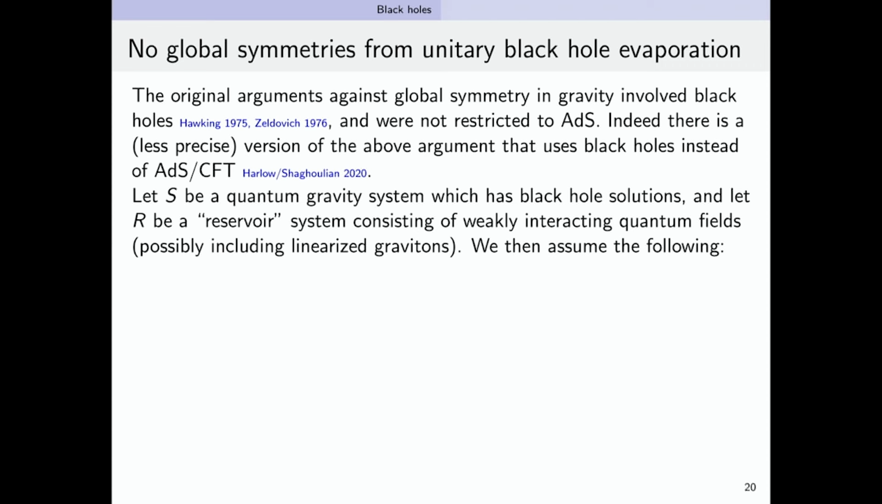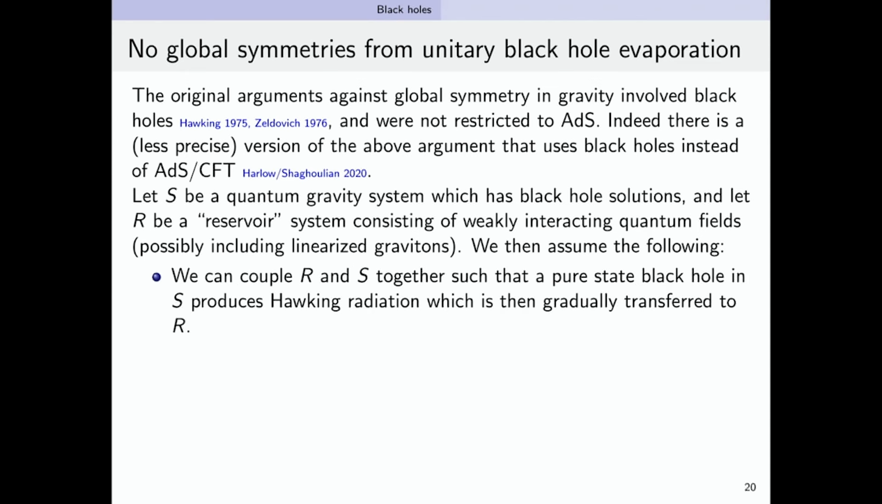Okay, so here, maybe it's a mistake to even try to present this axiomatically, but I'll try a little bit. Say you have some quantum gravity system S, which has black holes in it. And then you have some reservoir system R consisting of weakly interacting quantum fields, possibly linearized gravitons, et cetera. A very concrete example is what Netta and Ahmed and company studied, where S is some JT theory, or more generally some holographic CFT, and R is some non-gravitational bath. But there could be linearized gravitons in R. I think it seems fine.